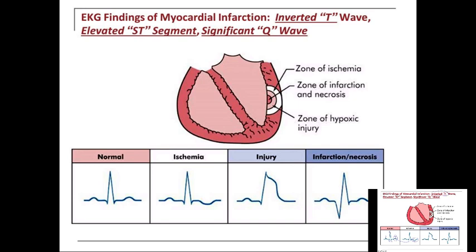And then what's happening right here, you have an elevated ST segment. And then here, look at that Q compared to this Q, you have a significant Q wave. So these are all abnormal findings, and they're all kind of working their way towards a heart attack, essentially.